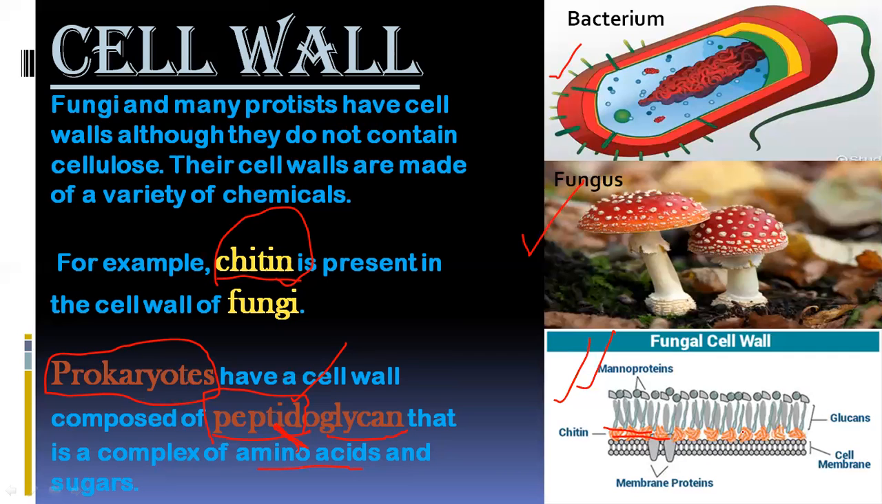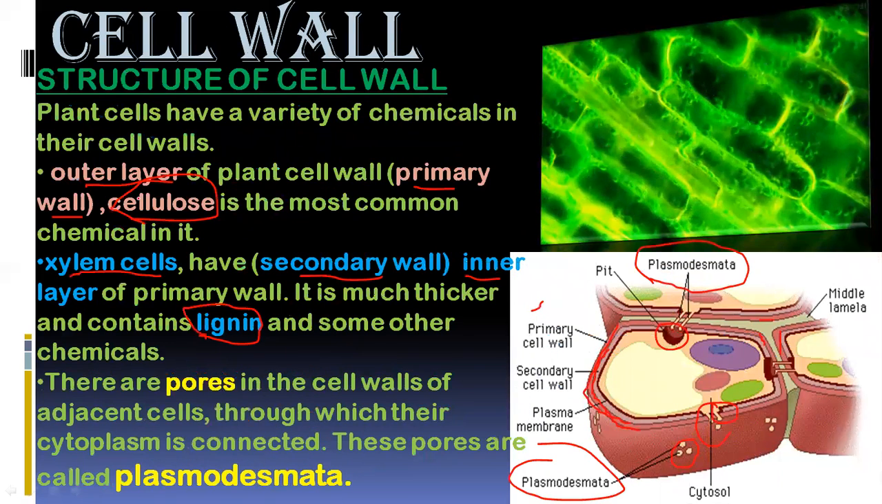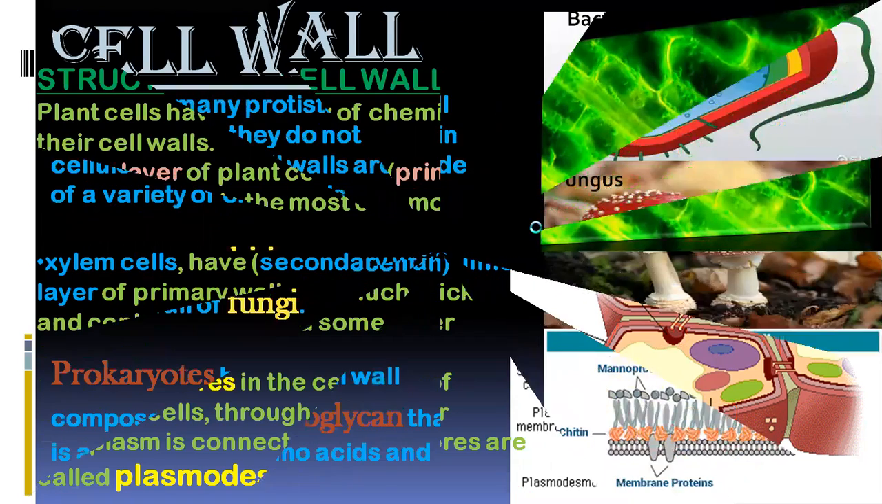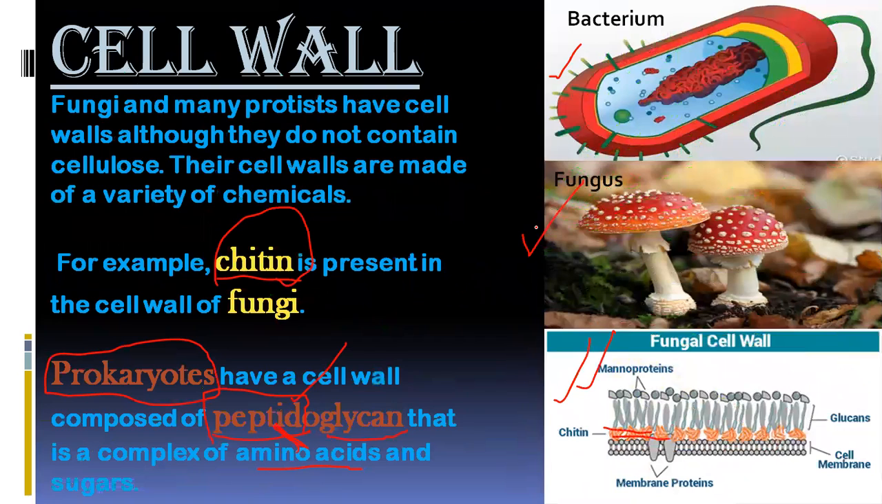Inside the cell wall, the primary wall is made up of cellulose, and the secondary wall is made up of lignin, and there is another structure, plasmodesmata, which is the connection. You can see here, look, connections between two cell walls. Those are called plasmodesmata. The cell wall of fungi is made up of chitin, and the cell wall of prokaryotes or bacteria is made up of peptidoglycan.